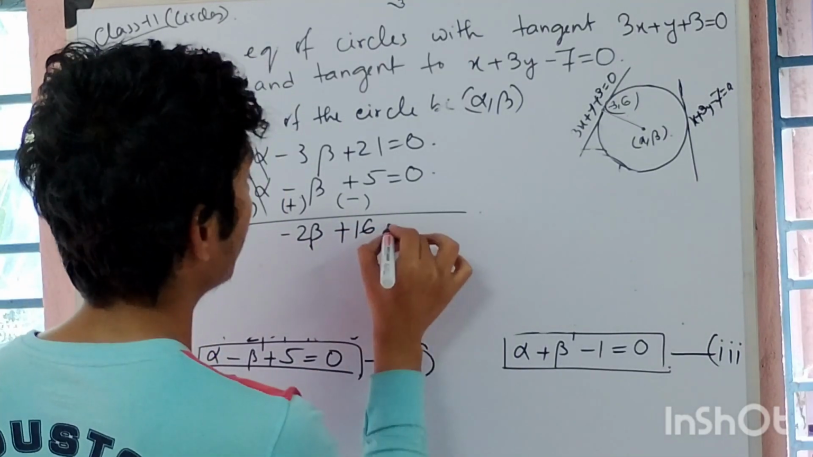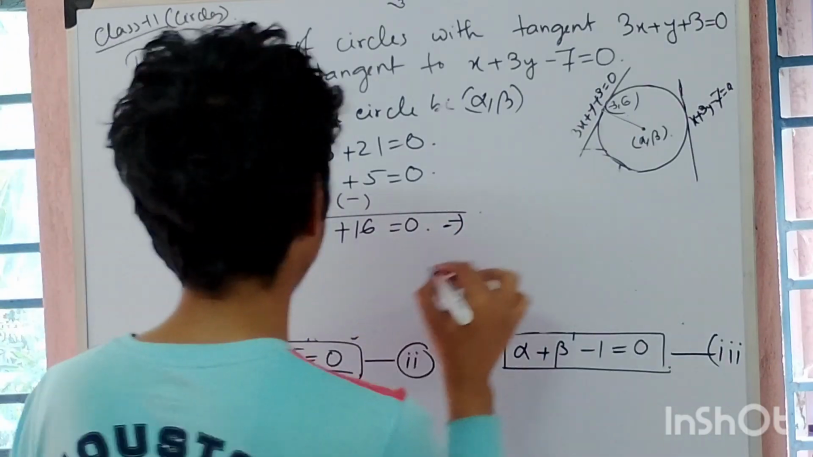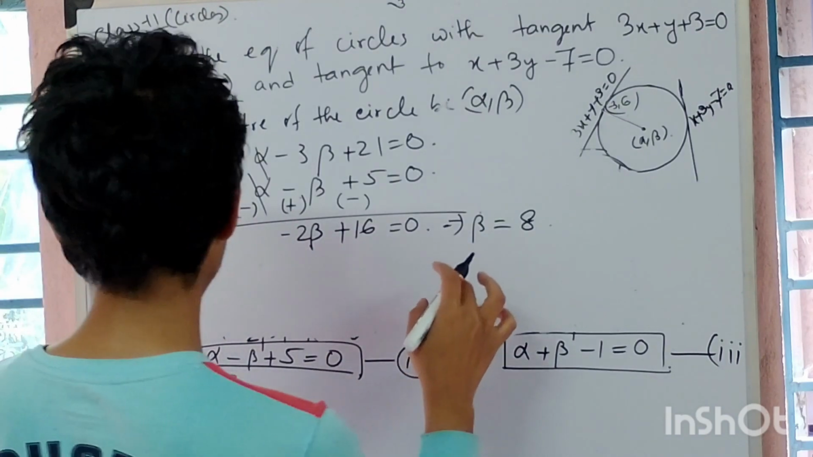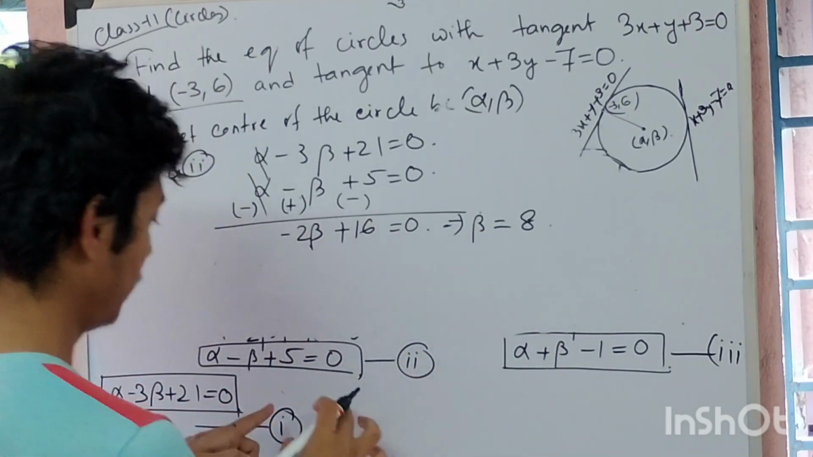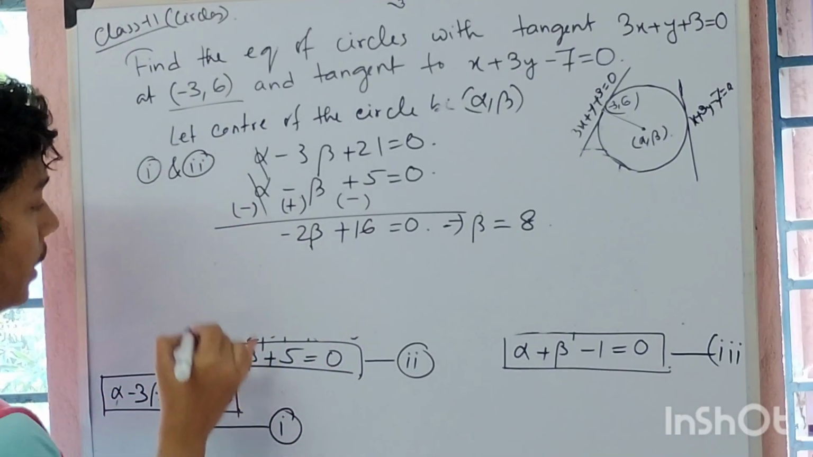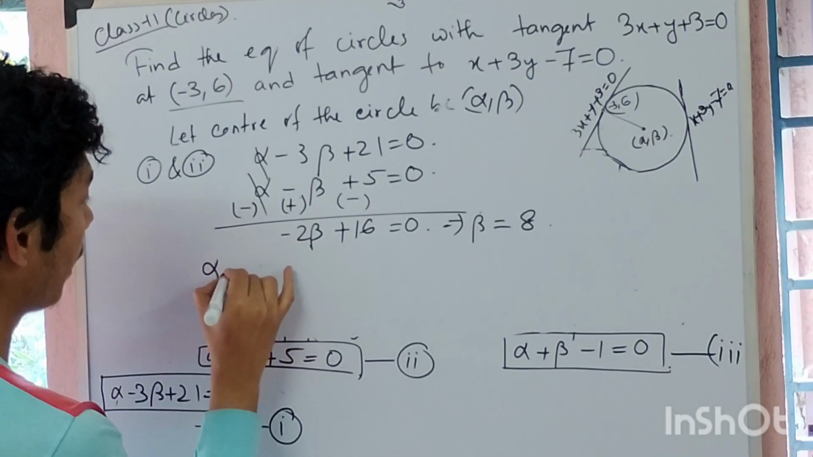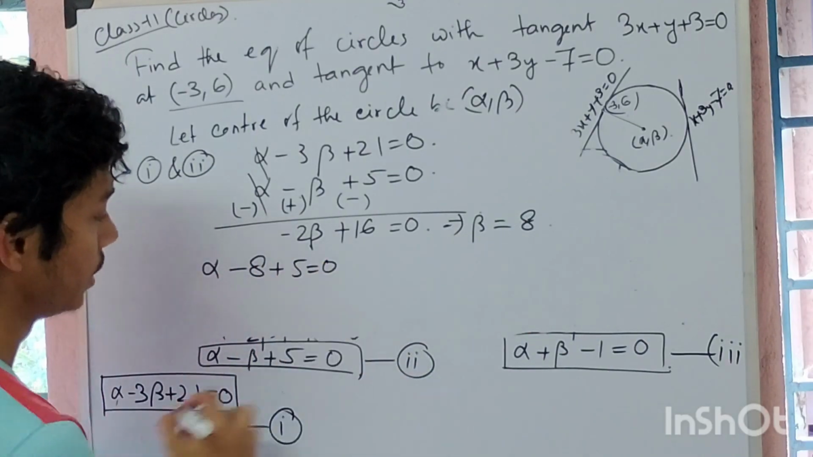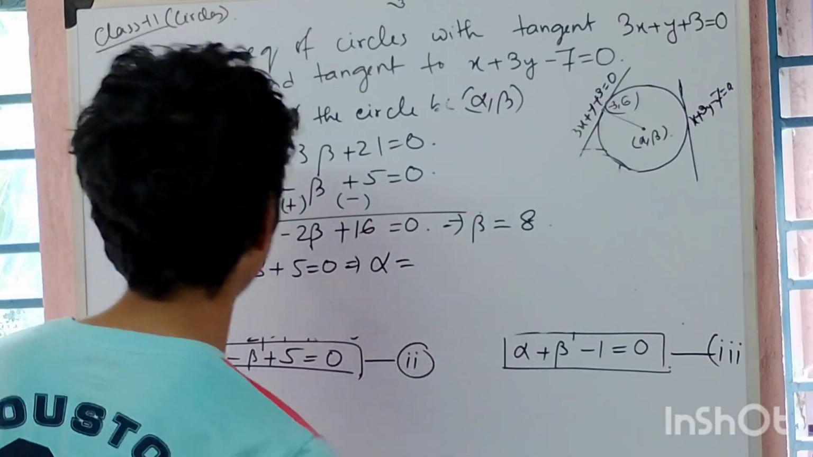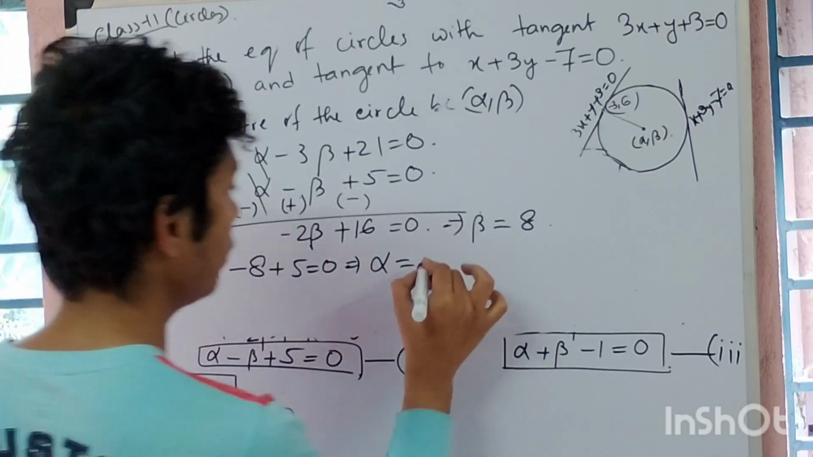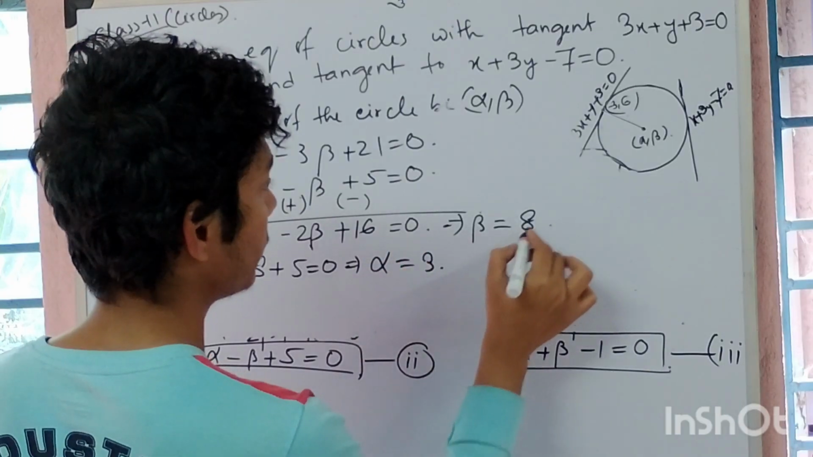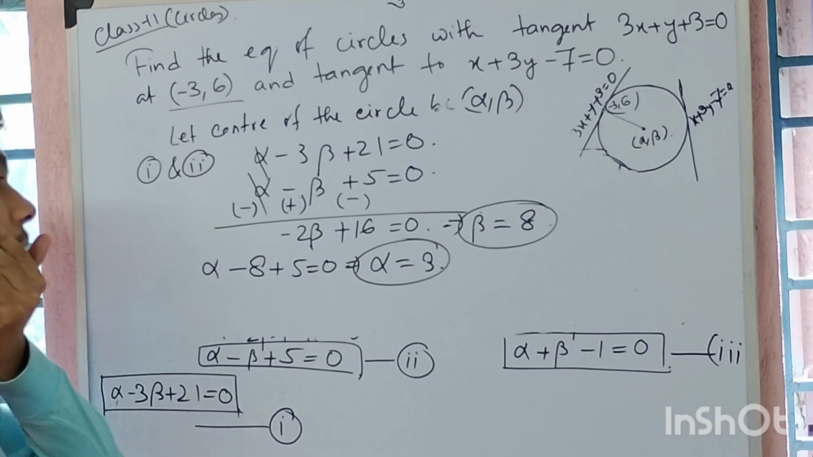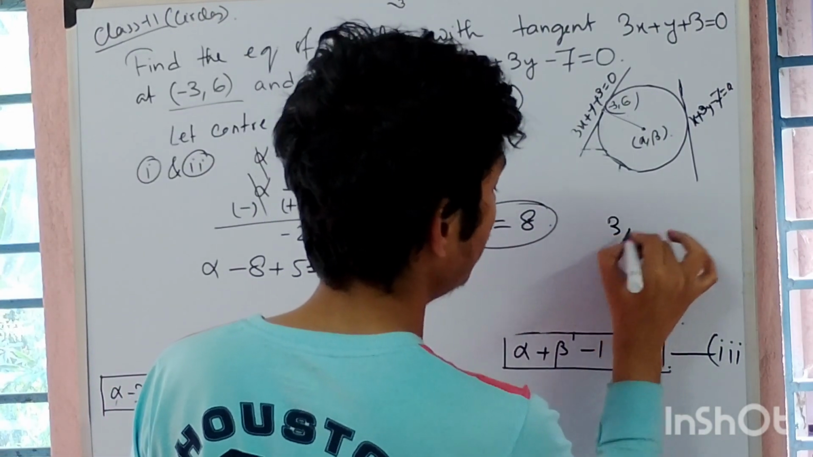Equals 0. So from this you will get beta equals 8. If you put the value of beta into equation 2, you will easily get the value of alpha. It will be alpha minus, in place of beta I am putting 8, so minus 8 plus 5 equals 0. From here alpha equals 8 minus 5, so 3. So this is my value of beta, this is my value of alpha. So I have already got one set of alpha, beta, that is 3, 8.